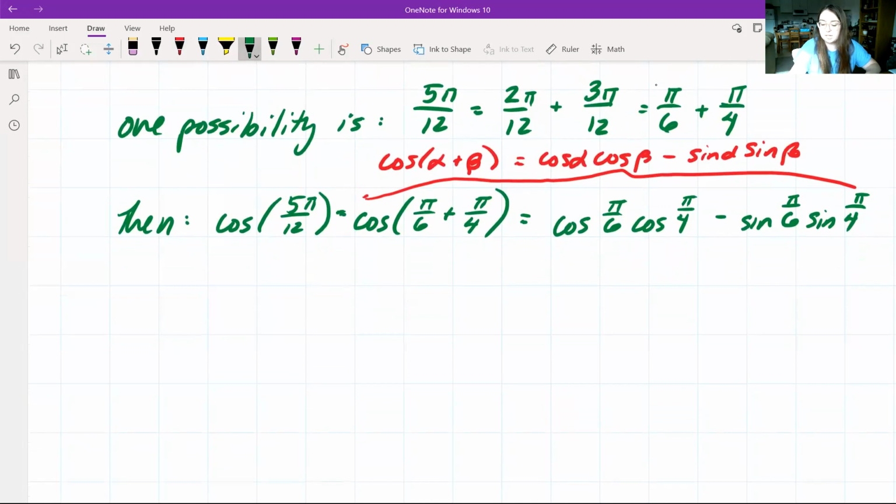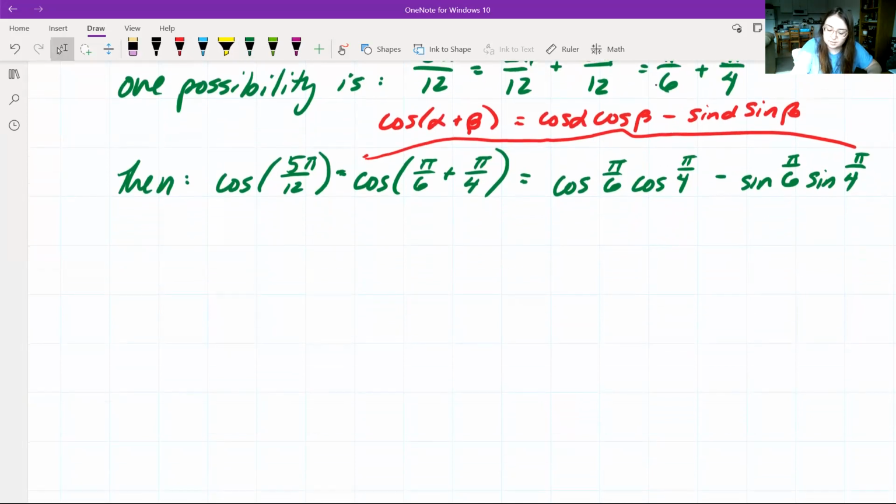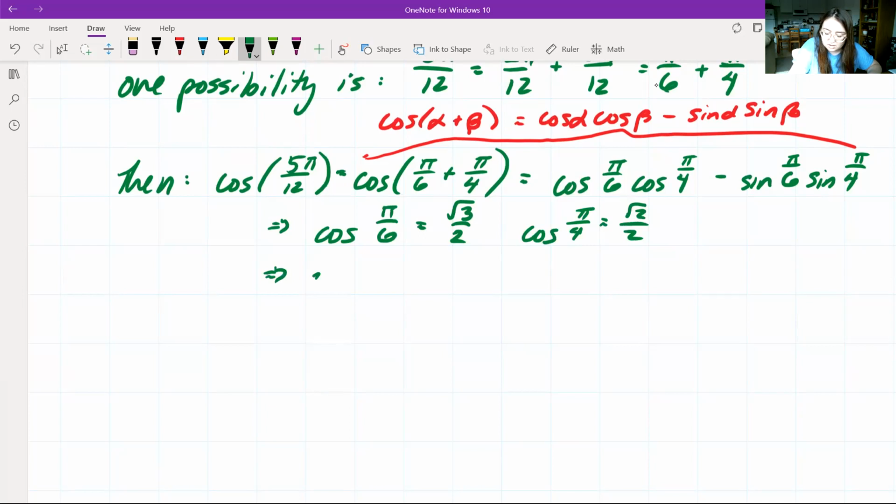Now all we need to do is solve for our new values. So really quickly, we can state what each one of these values are. We can state that cosine of pi over 6 is going to end up being the square root of 3 over 2. Cosine of pi over 4 is going to be equal to the square root of 2 over 2. Sine of pi over 6 is going to be equal to 1/2. And sine of pi over 4 is equal to the square root of 2 over 2.